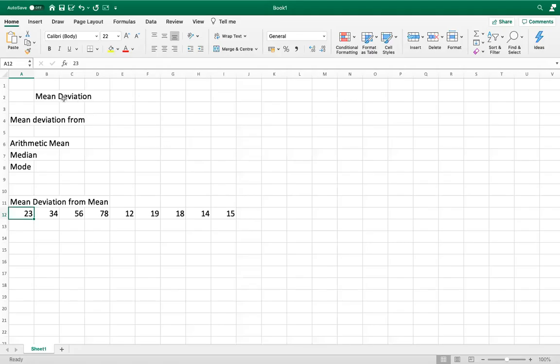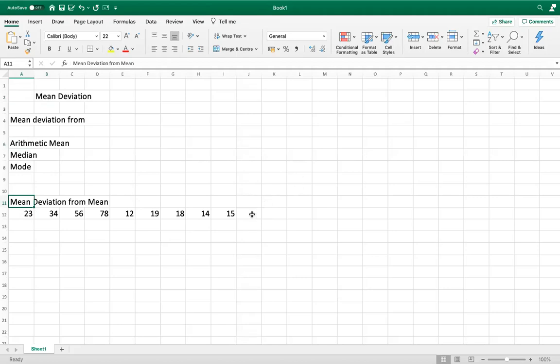We are learning mean deviation, dispersion. Meaning, on an average, what is the deviation? What is the deviation from all these three measures we are going to learn? We will start with mean deviation from arithmetic mean. How much are the values on an average deviating from the arithmetic mean, which is a central value?